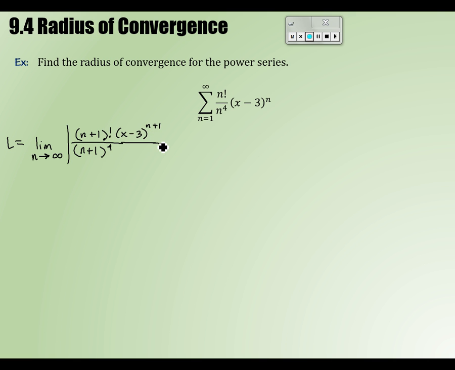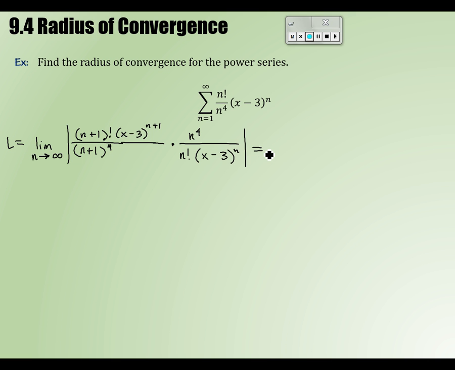Divided by, we can flip it right now. Divided by, oops, sorry, that's n to the 5th. No, I did it right. It's n to the 4th still. What do we need here? Just an n to the 4th on top. And on the bottom, we need an n factorial and an x minus 3 to the n.